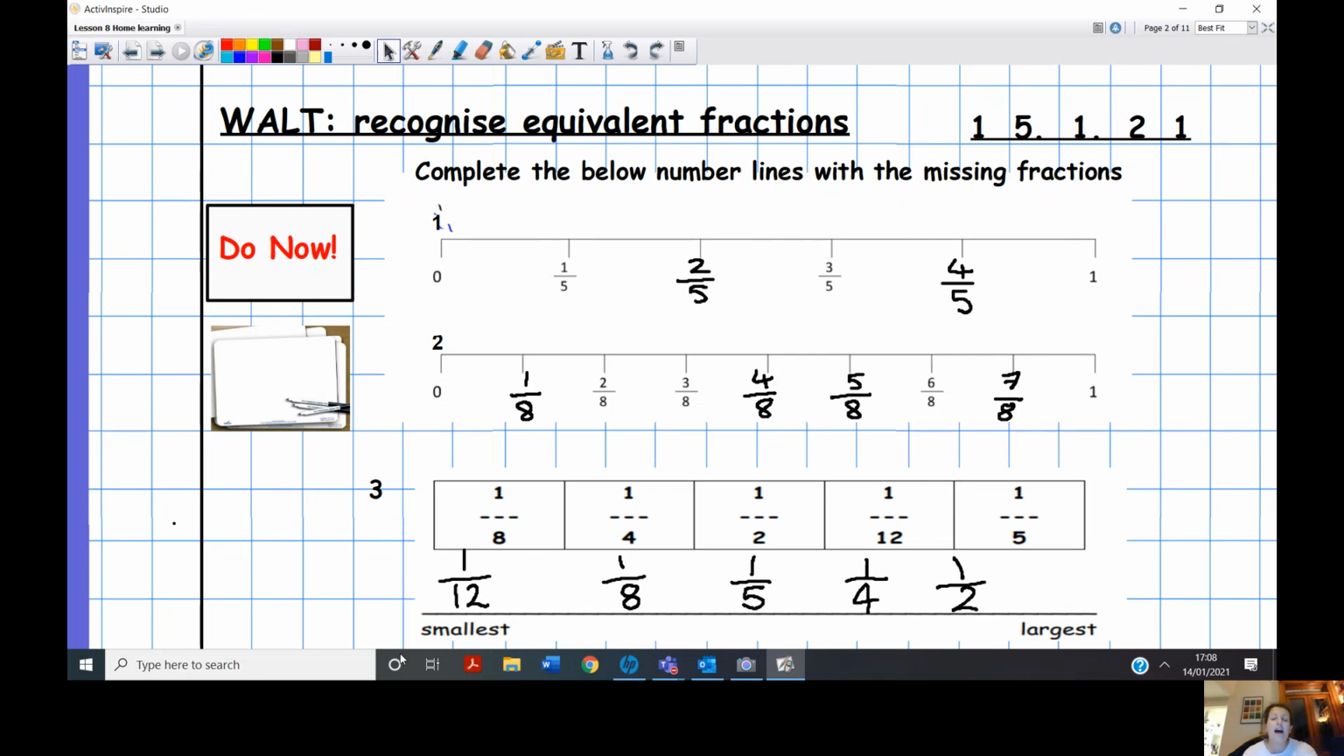Now let's look at the bottom where our denominator changes, but we're looking at unit fractions. So remember, the larger the denominator, the smaller the part of the fraction is. Our smallest part here is 1/12, because imagine you've got a cake and you are going to share it between 12 people. Actually, I'm just going to draw a quick diagram of 12 versus, for example, a quarter.